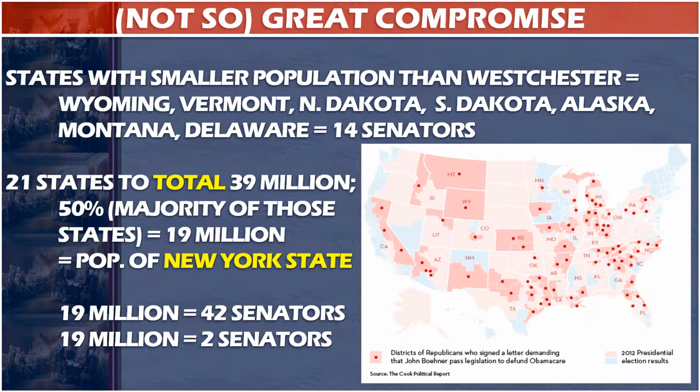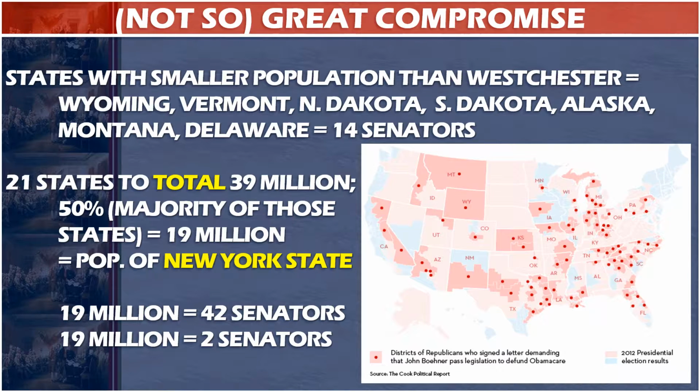However, despite its name, it might not be such a great compromise, because of states with smaller populations than the county that I'm in, Westchester County, New York. There are 7 states that have smaller populations than this one county of New York: Wyoming, Vermont, North Dakota, South Dakota, Alaska, Montana, and Delaware. And between these 7 states, they have 14 senators. Westchester County, which has a population of around 1 million, gets no senators. It's just a part of a larger state, and there's no senator that comes from our county in particular.